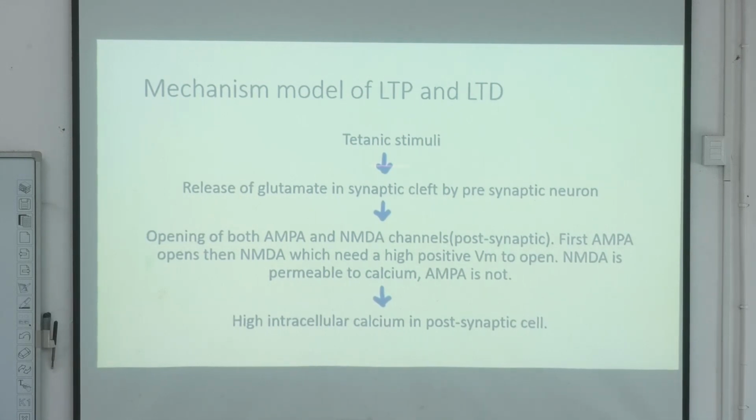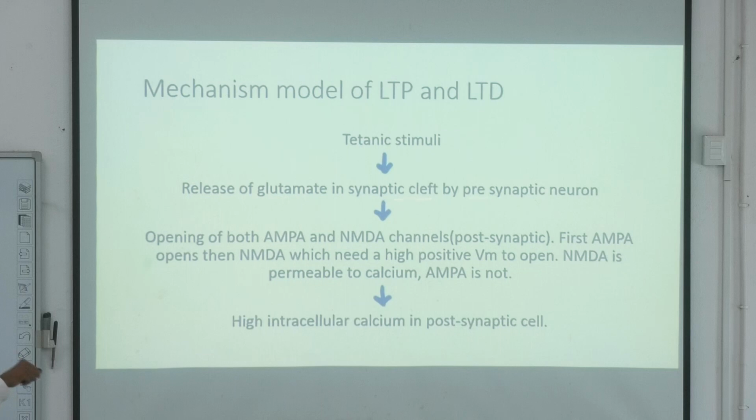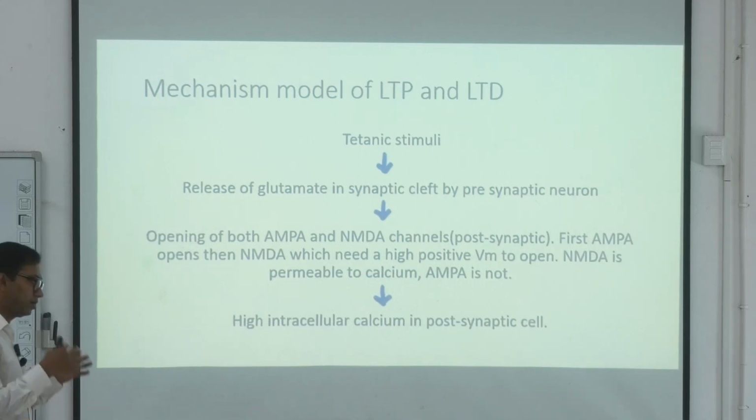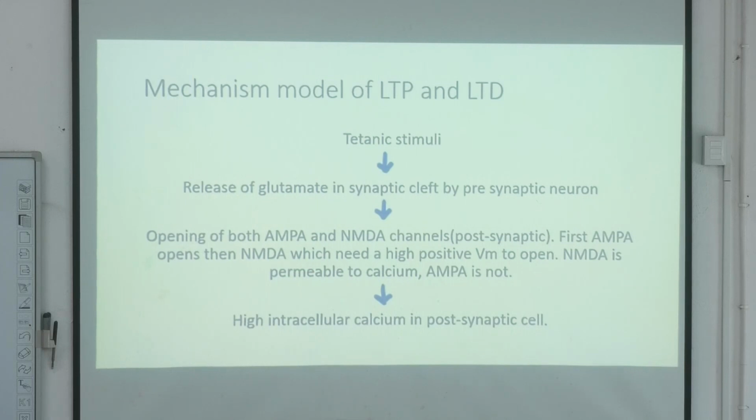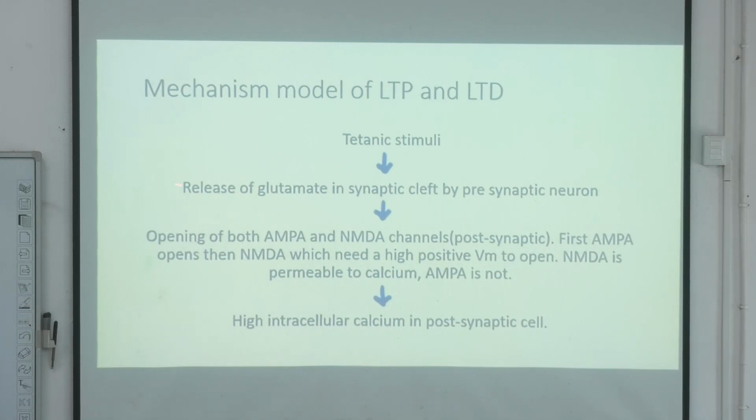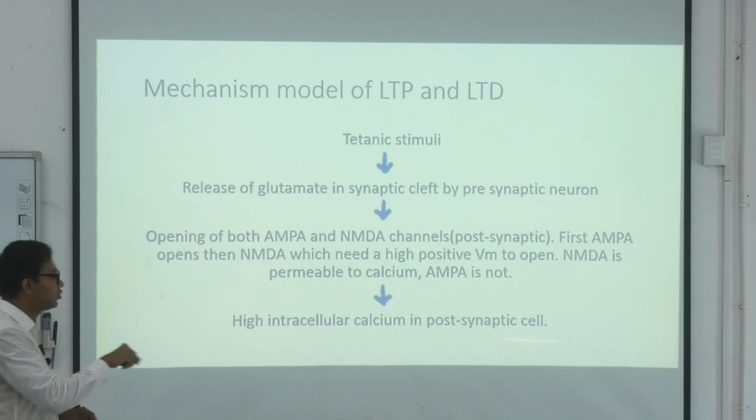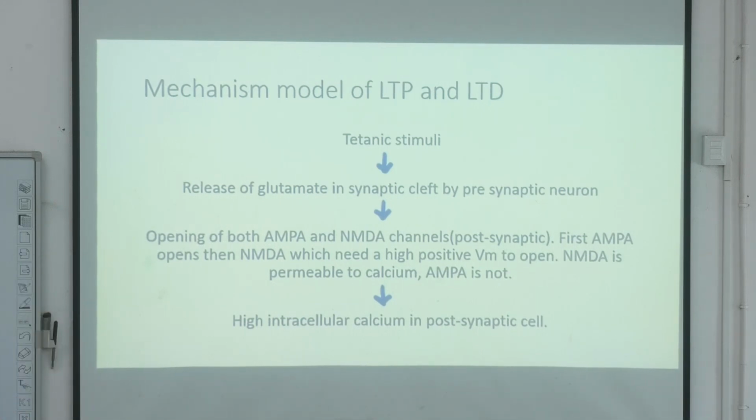So tetanic stimuli cause release of glutamate in the synaptic cleft by the presynaptic neuron and opening of both AMPA and NMDA channels. First the AMPA receptor opens, then the NMDA receptor opens, because NMDA receptors need a high membrane potential to open. NMDA is permeable to calcium and AMPA is permeable to sodium. Anyway, due to tetanic stimuli, glutamate is released, AMPA and NMDA receptors open, calcium enters, and there is high intracellular calcium in the postsynaptic cell.